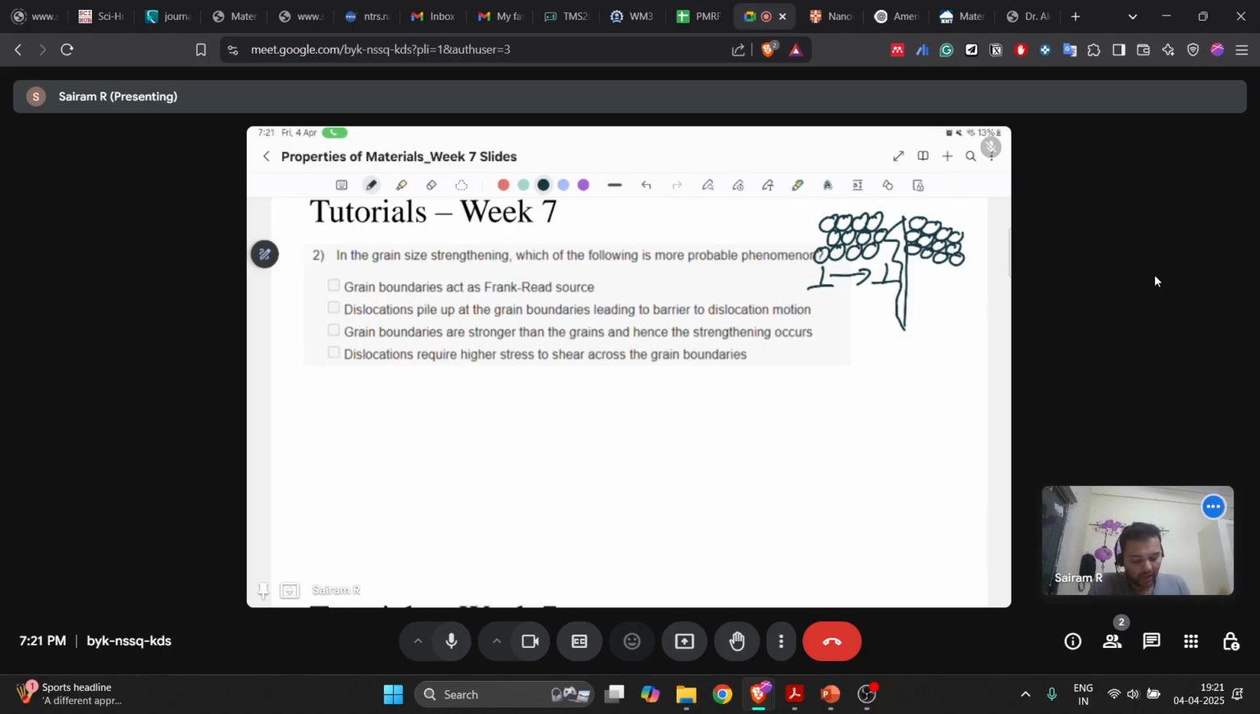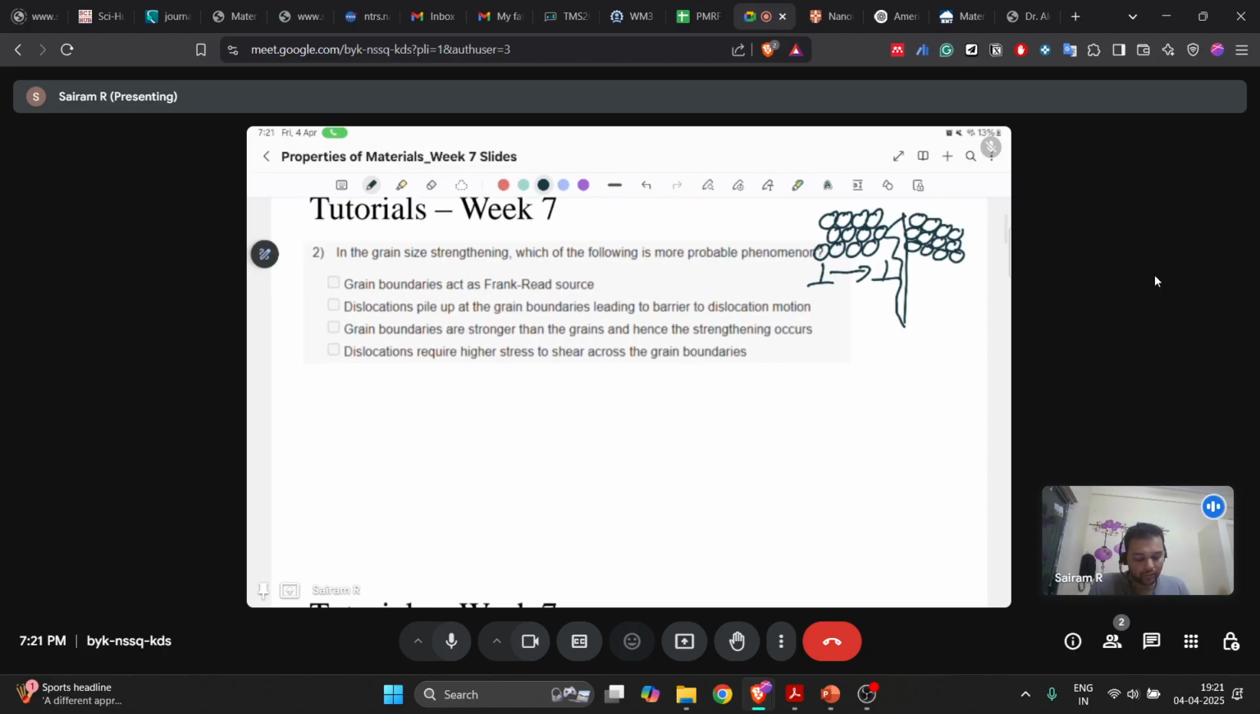So we know that because of the misorientation in the atomic arrangement, the difference in orientation between these two grains across the grain boundary, there is going to be a pileup of dislocations at this region because it acts as a barrier to dislocation motion. So this is the most common, most probable phenomenon that occurs, which leads to grain size strengthening, right? And again, this is what happens.